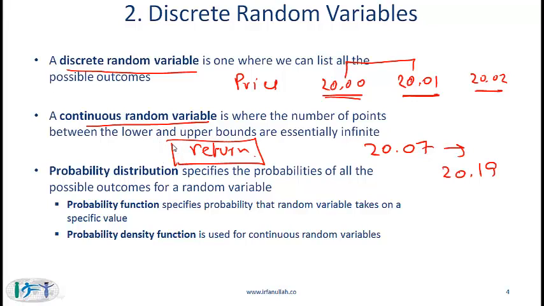A probability distribution specifies the probabilities of all the possible outcomes for a random variable. If we are talking about a discrete random variable, then the distribution is essentially called a probability function. A probability function specifies the probability that a random variable takes on a specific value. If we are talking about a continuous random variable, then we use the probability density function. So a probability density function is used for continuous random variables.